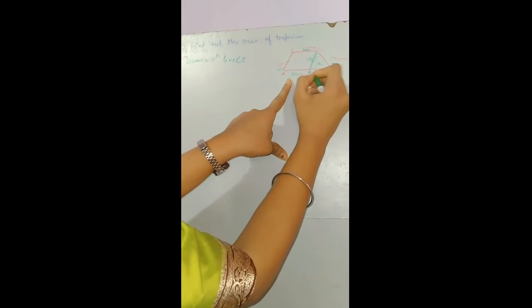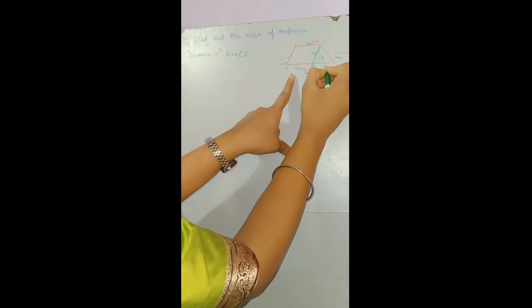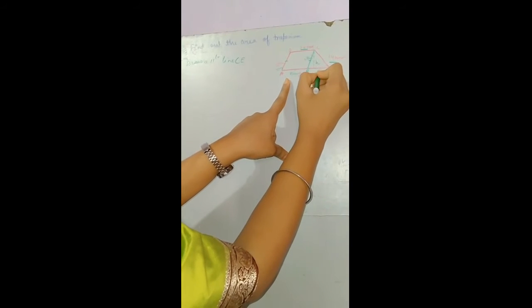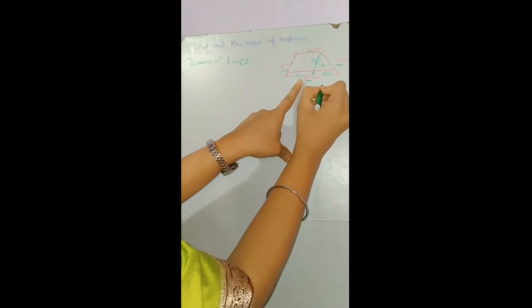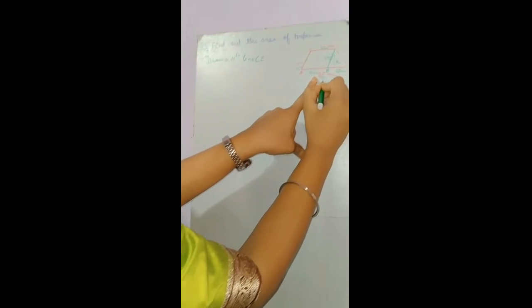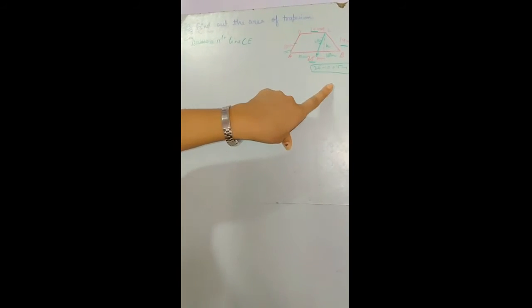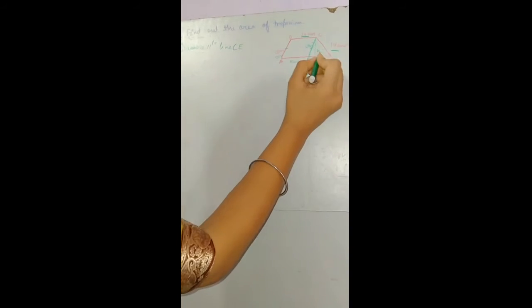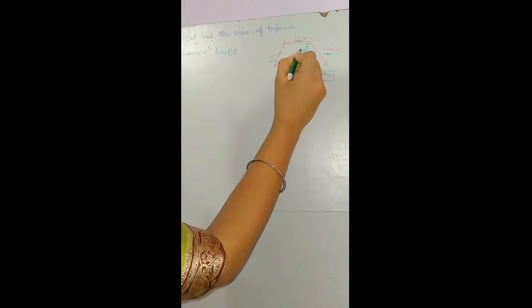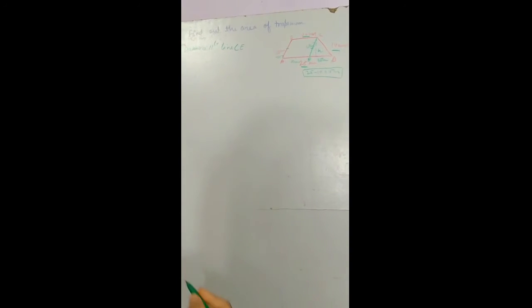Then can we tell ED is equal to 15 centimeter? ED is equal to 15. Why? 25 minus 10 is equal to 15 centimeter. We can tell like this. Correct? So this one is 15, this one is 13 and this one is 14.